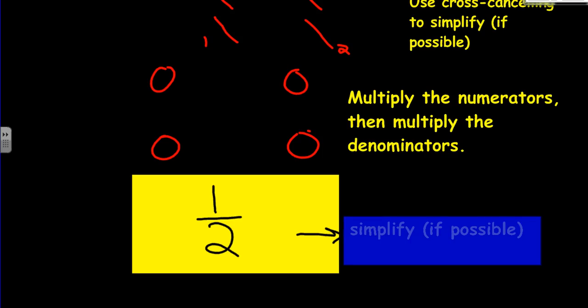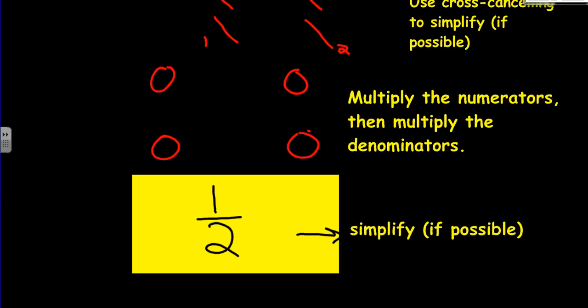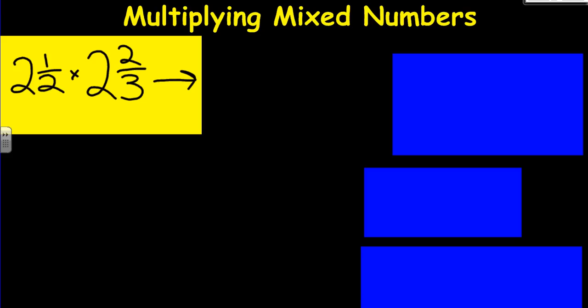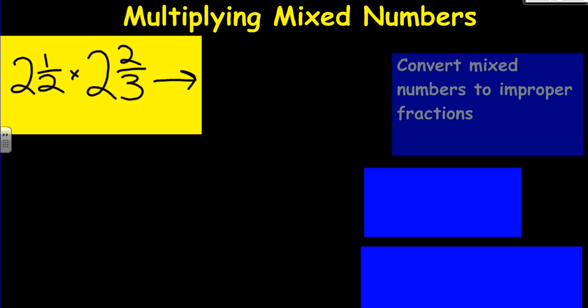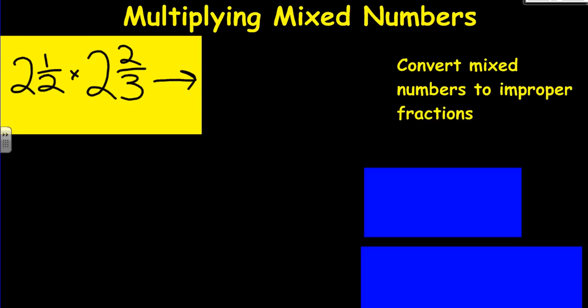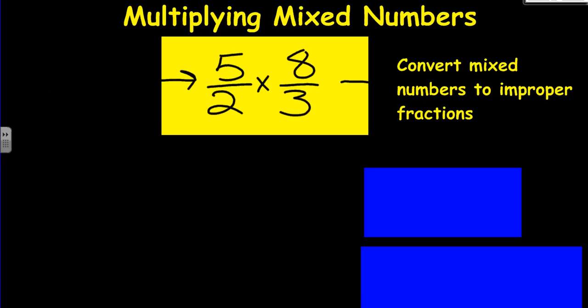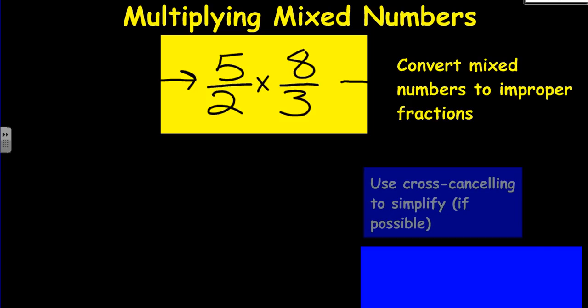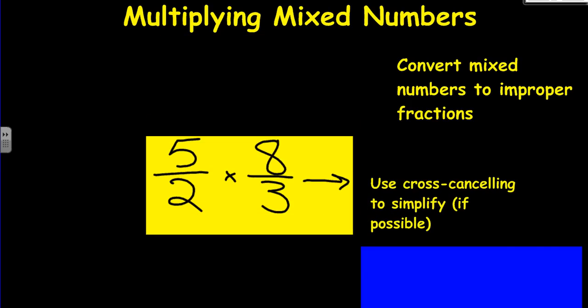The last step, we just want to check and make sure that it is in simplest form. So simplify if possible. Pretty straightforward. Now, if we're multiplying mixed numbers, the first step, as we recall, is to convert mixed numbers to improper fractions. So I convert 2 1/2 times 2 2/3 into the improper fractions, 5/2 times 8/3. The next step, just like the last problem, is to use cross-canceling to simplify, if possible.